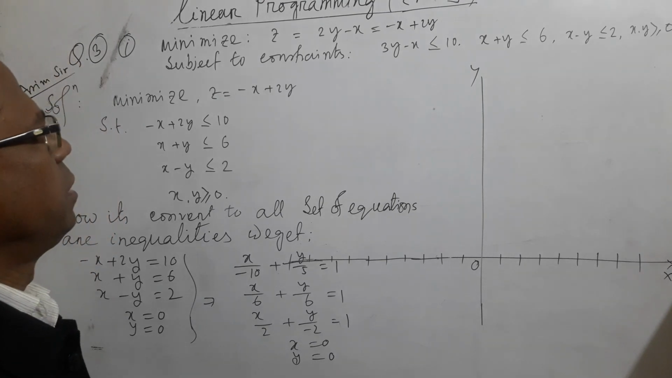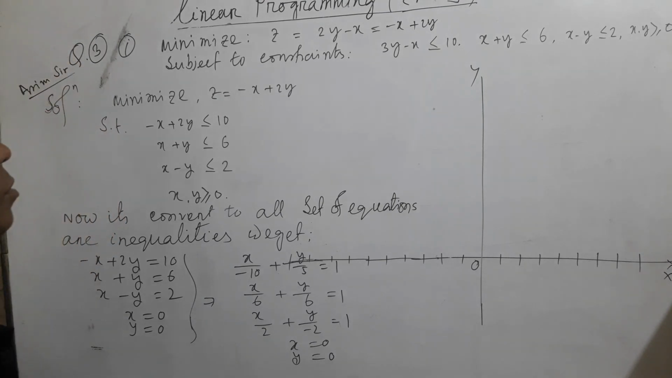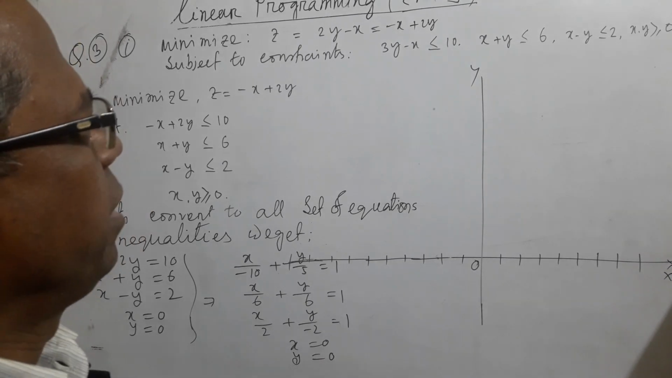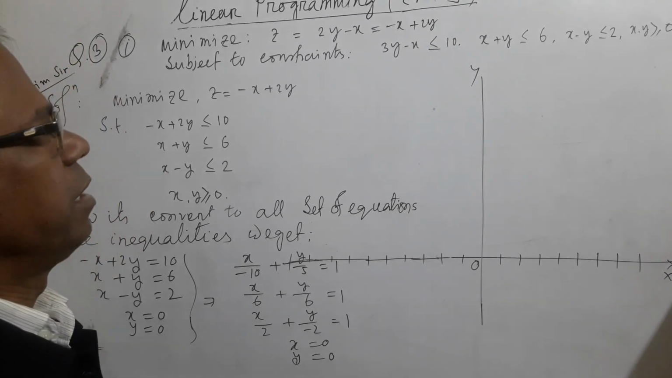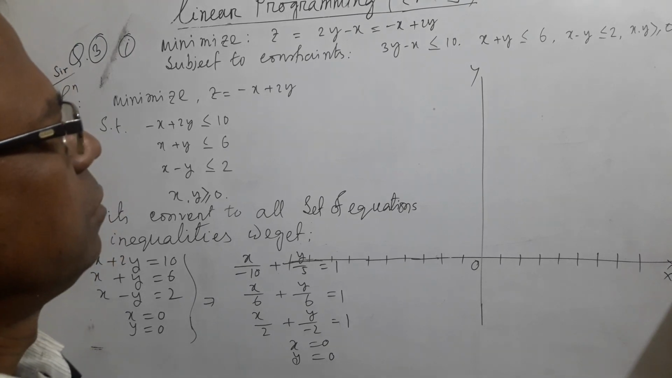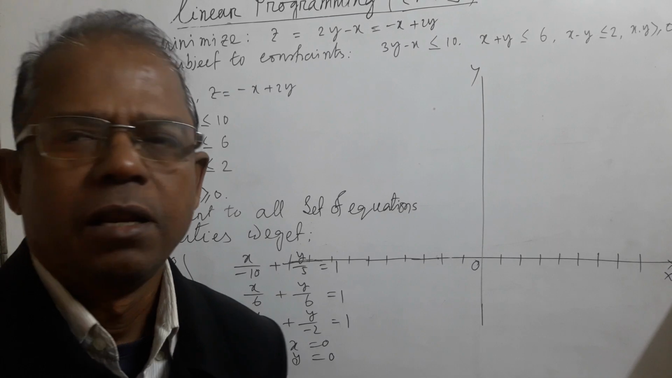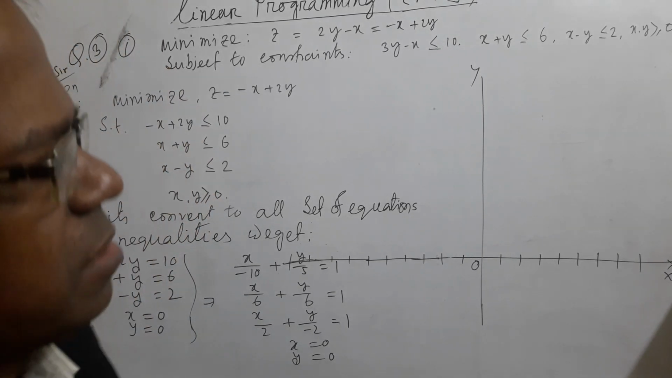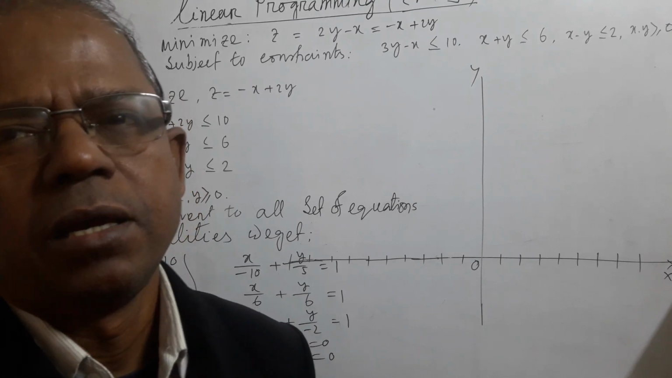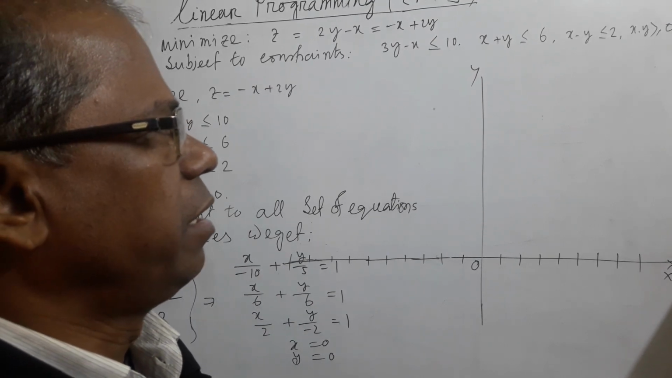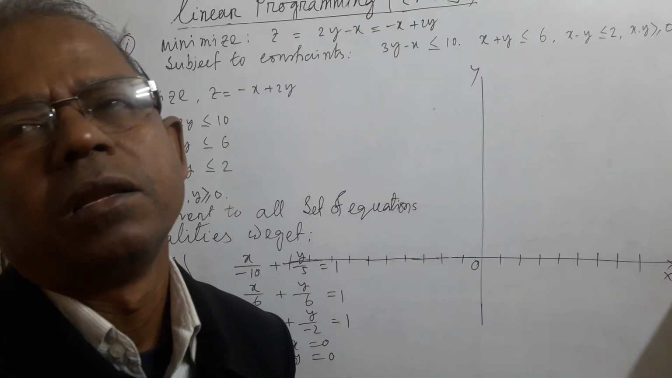This problem is minimization: minimize z equal to minus x plus 2y, subject to the constraints 3y minus x less than or equal to 10, x plus y less than or equal to 6, x minus y less than or equal to 2, where x and y are greater than or equal to 0.